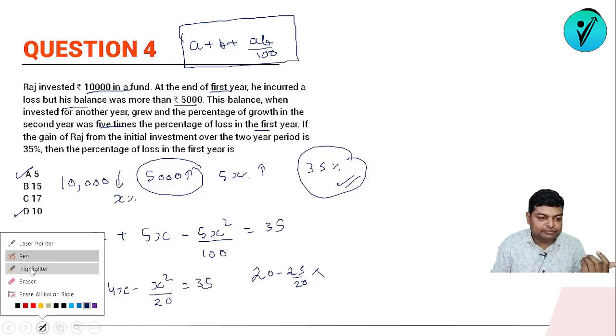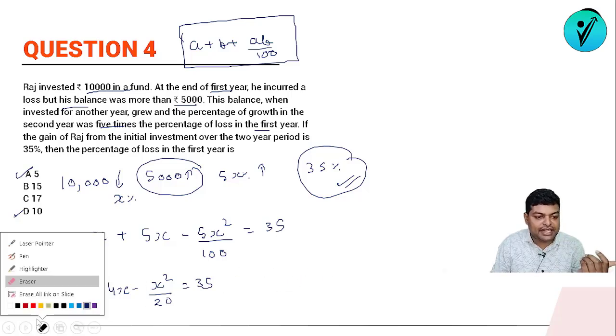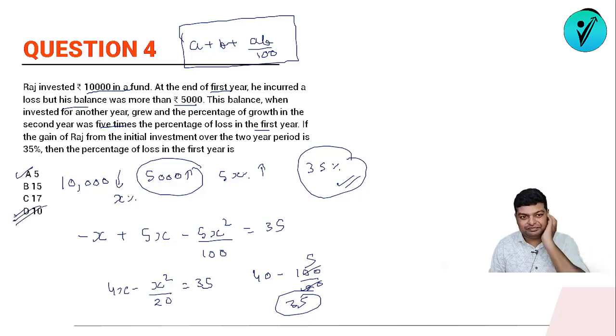Let's try with 10 then. If the value of x is 10, it will be 4 into 10, which will be 40, minus 10 square, it will be 100 upon 20. So this is 5, so obviously it is working. So the value of x is 10%. Okay, a good question again. Question number 4. If you know the concept, it's very good. नहीं तो आप फंस जाओगे, ठीक है.